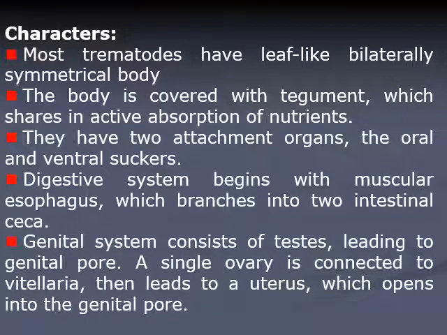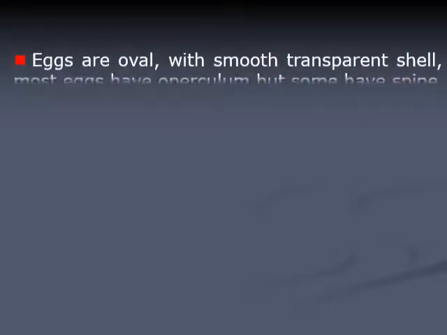The genital system consists of two testes leading to the genital pore, a single ovary which is connected to vitellaria, then leads to a uterus which opens also in the same genital pore of the worm.